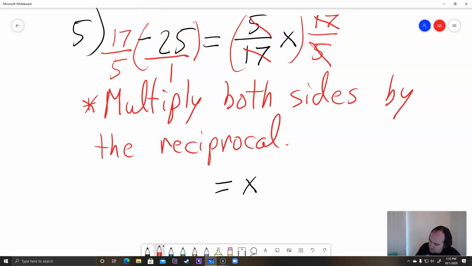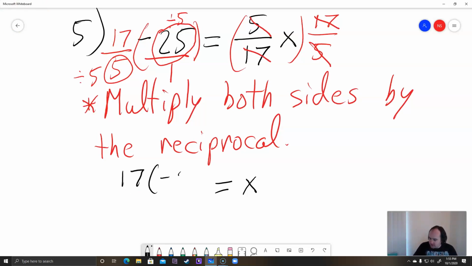If I divide the top, which is the 25, and the bottom, which is 5, both by 5, we're going to get 17 times negative 5 on the top. And then on the bottom, 5 divided by 5 is 1. So now on the bottom we just have 1 times 1, which is 1.